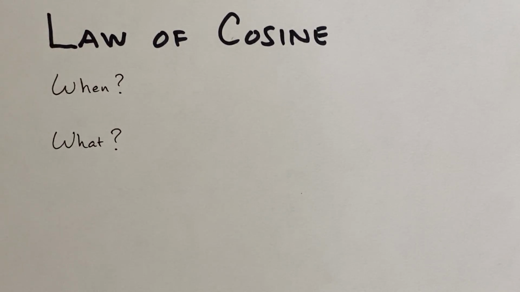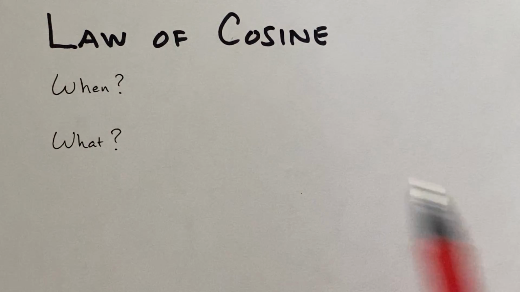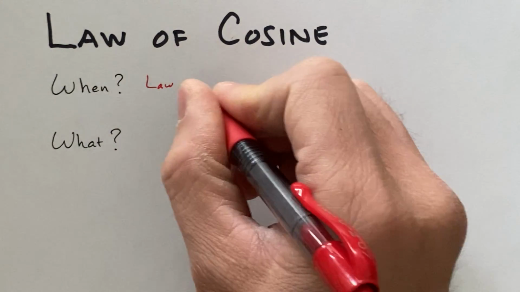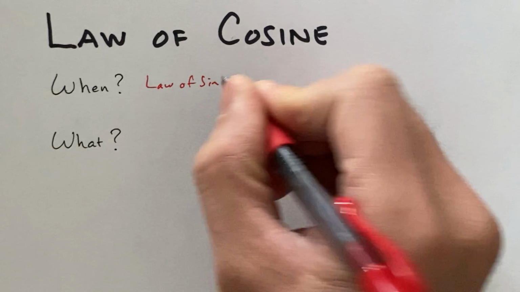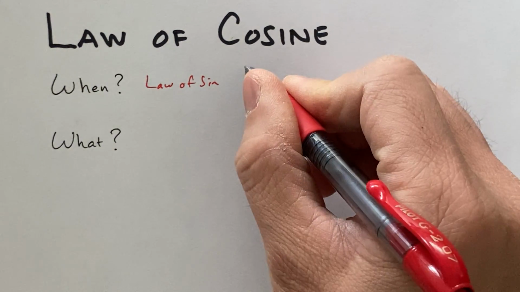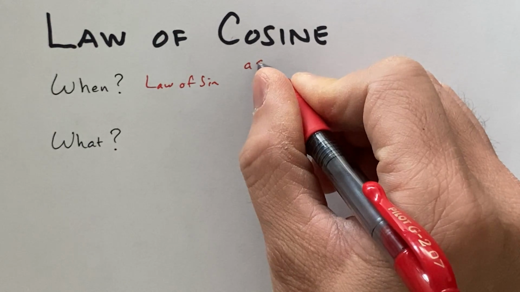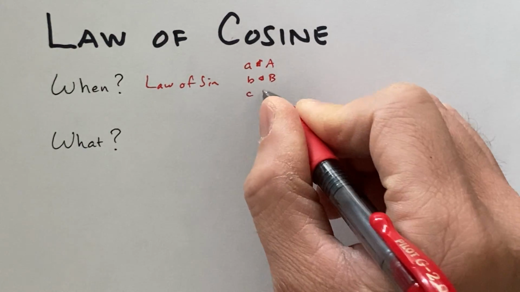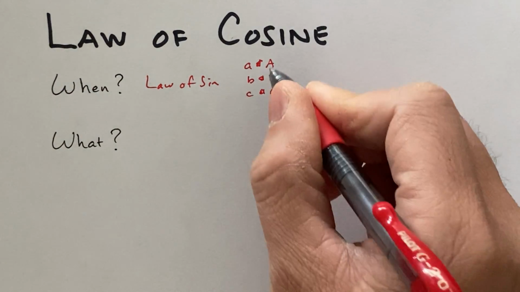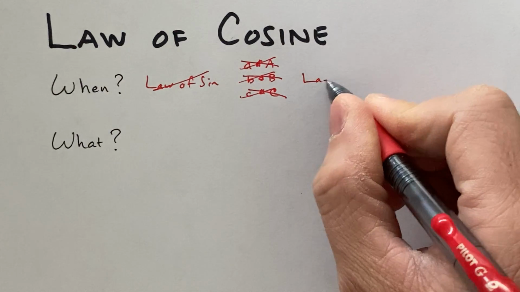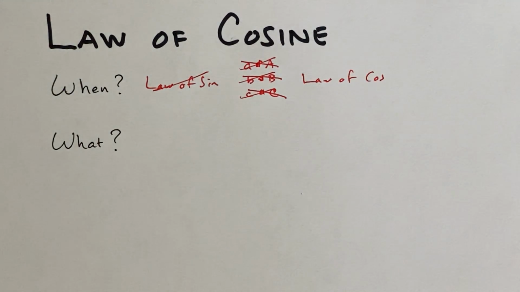So here's the law of cosine, what it is and when we need it. We like the law of sine. Okay? The law of sine is easy to use, easy to remember, but the problem with the law of sine is in order to use it, we have to have side A and angle A, or side B and angle B, or side C and angle C paired up. If we don't have that, then we are forced to use the law of cosine.